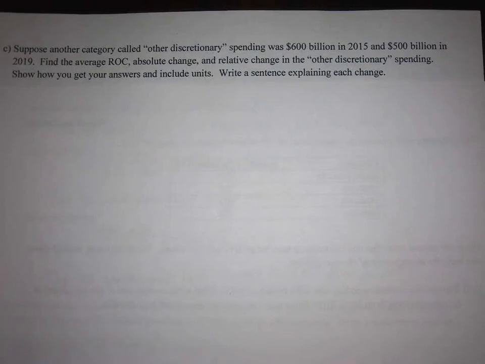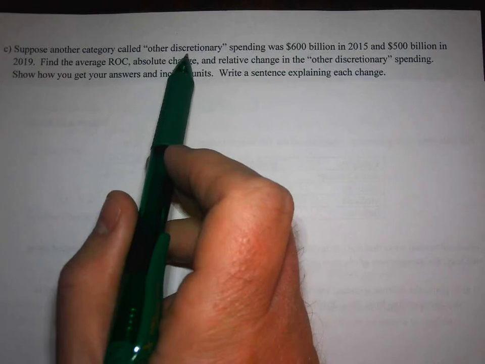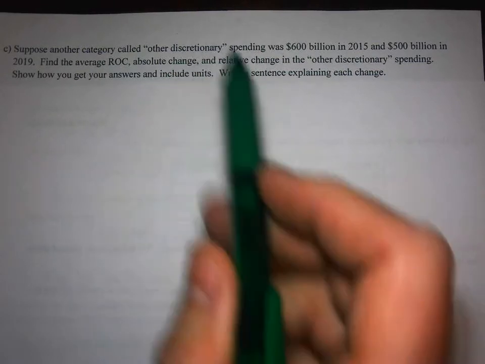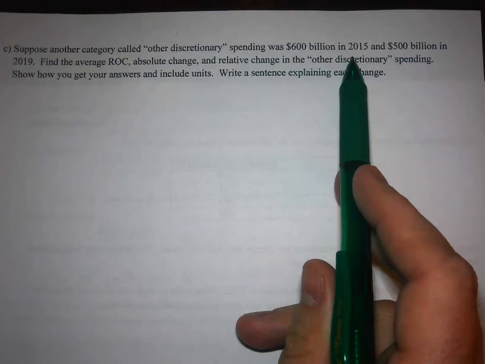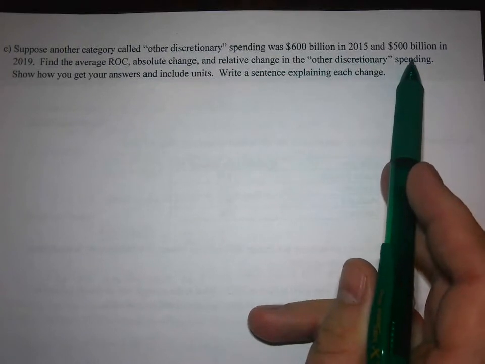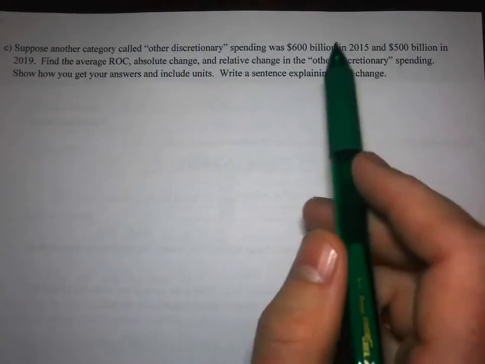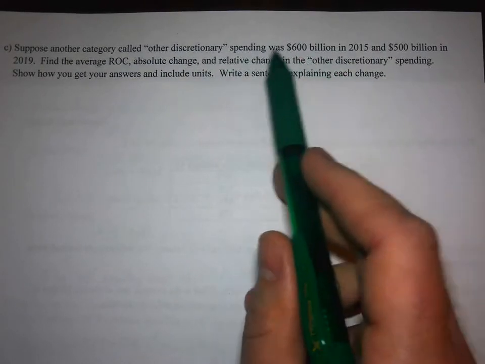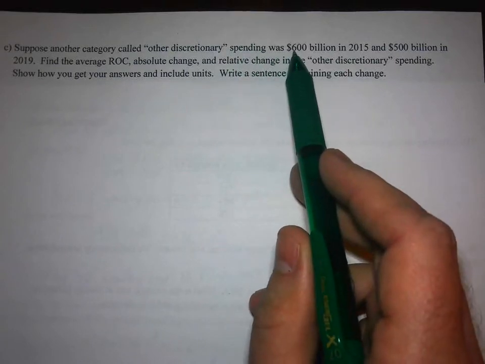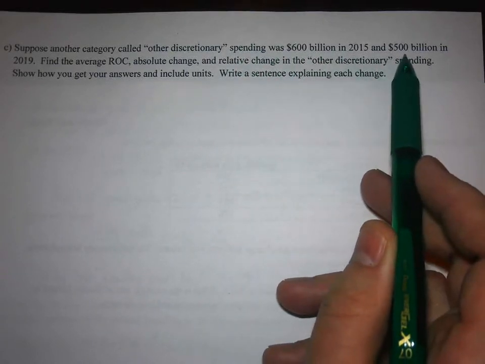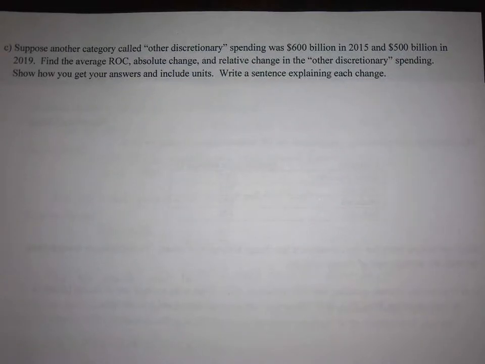I'll have you try this, and then I'll put the answer up. It's the same idea, except I call it other discretionary. So you can find that in the table. It was $600 billion in 2015, and then $500 billion in 2019. Before I tell you to try it on your own, notice that the spending went down. The other discretionary spending went down, $600 billion down to $500 billion. So think about how that's going to show up in your answers. You can pause the video and I'll put the answers up just to keep this moving along.